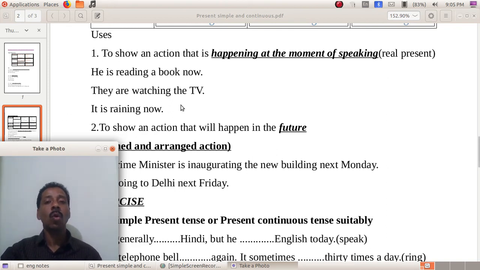So they are watching the TV. Similarly, here also they are watching the TV means അവർ ഇപ്പോൾ TV കണ്ടുകൊണ്ടിരിക്കുകയാണ്. പക്ഷെ അവർക്ക് TV കാണുന്ന ശീലമുണ്ട്, അല്ലെങ്കിൽ അവർ പതിവായിട്ട് TV കാണാറുണ്ട് എന്നാണെങ്കിൽ എന്താ പറയണ്ടേ? They watch TV എന്നാണ് പറയേണ്ടത്. What's the difference? So keep in mind the difference between simple present and present continuous. Simple present to show any action that happens habitually, habitual actions.